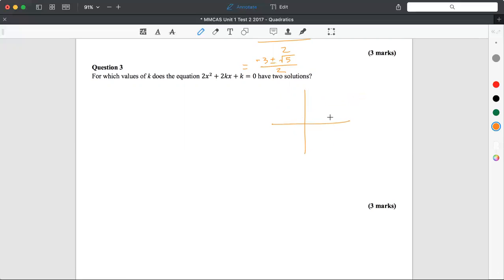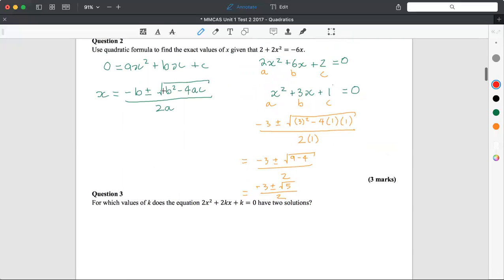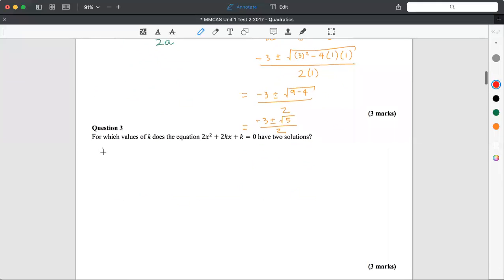So what we can say from here is we need to have 2 solutions. And the thing we know is that when the discriminant, which we spoke about in class, is greater than 0, so it's positive, let me write that down. So when b squared minus 4ac is greater than 0, there are 2 solutions. So there's 2 x-intercepts.